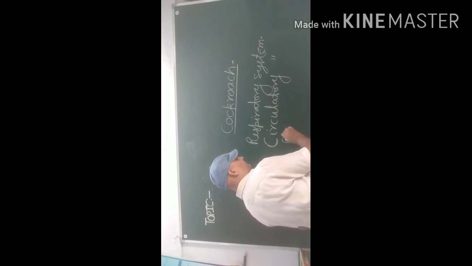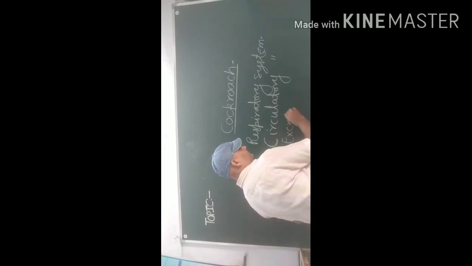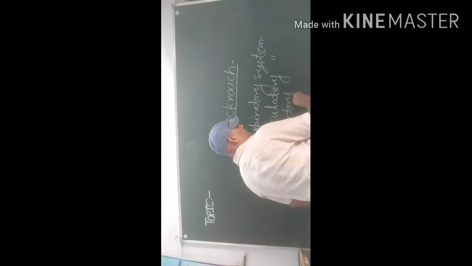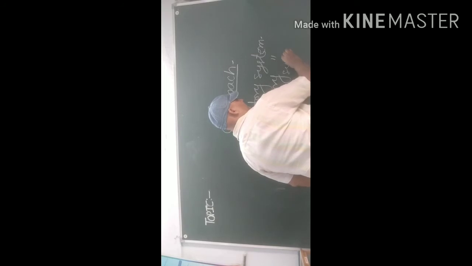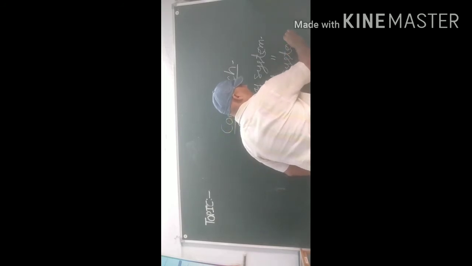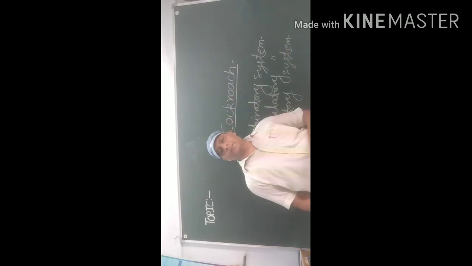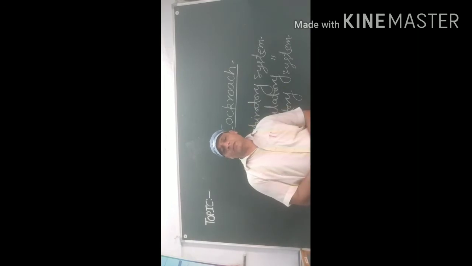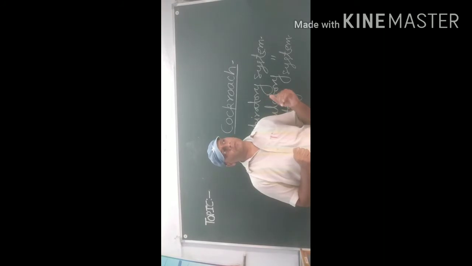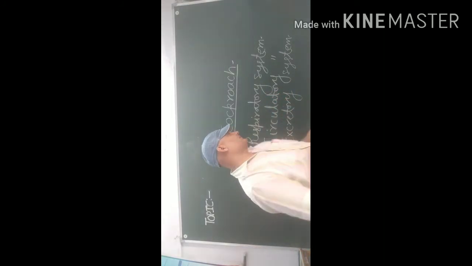Excretory system. The excretory system is composed of specific tubes known as Malpighian tubules. The Malpighian tubules help in the excretion and removal of waste material from the body.